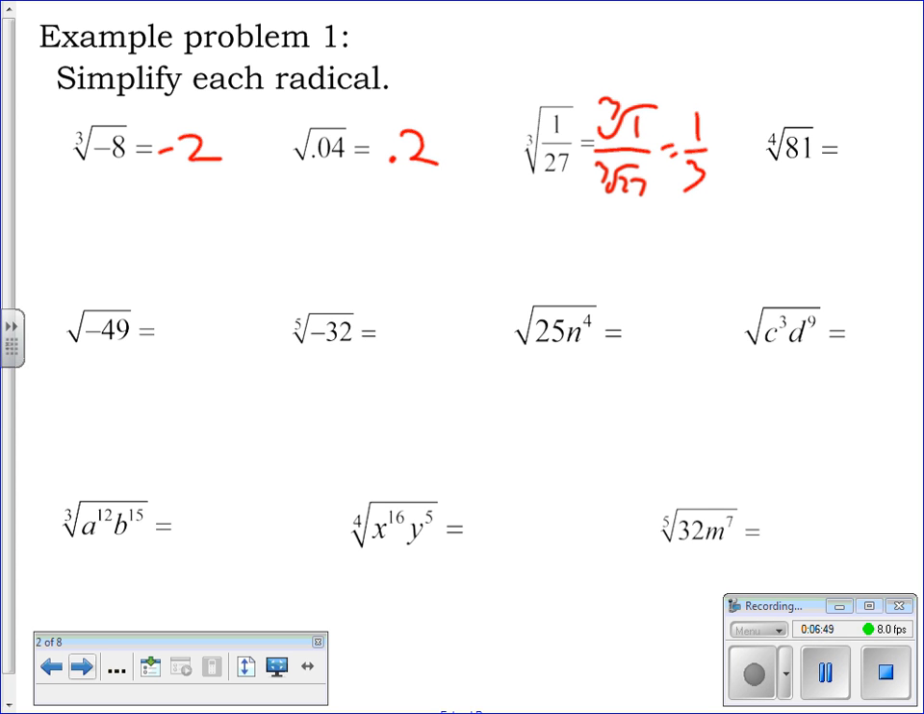Okay. 4th root of 81. Now, I know what this is, but I've been doing this a long time. Please get out your calculator if you have your calculator handy. If you do not have a calculator handy, grab one of mine. Because you're going to want to know how to use tools. You're going to need to know how to do radicals on your calculator. And it's not always easy. It depends upon how your calculators look and what keys they have.